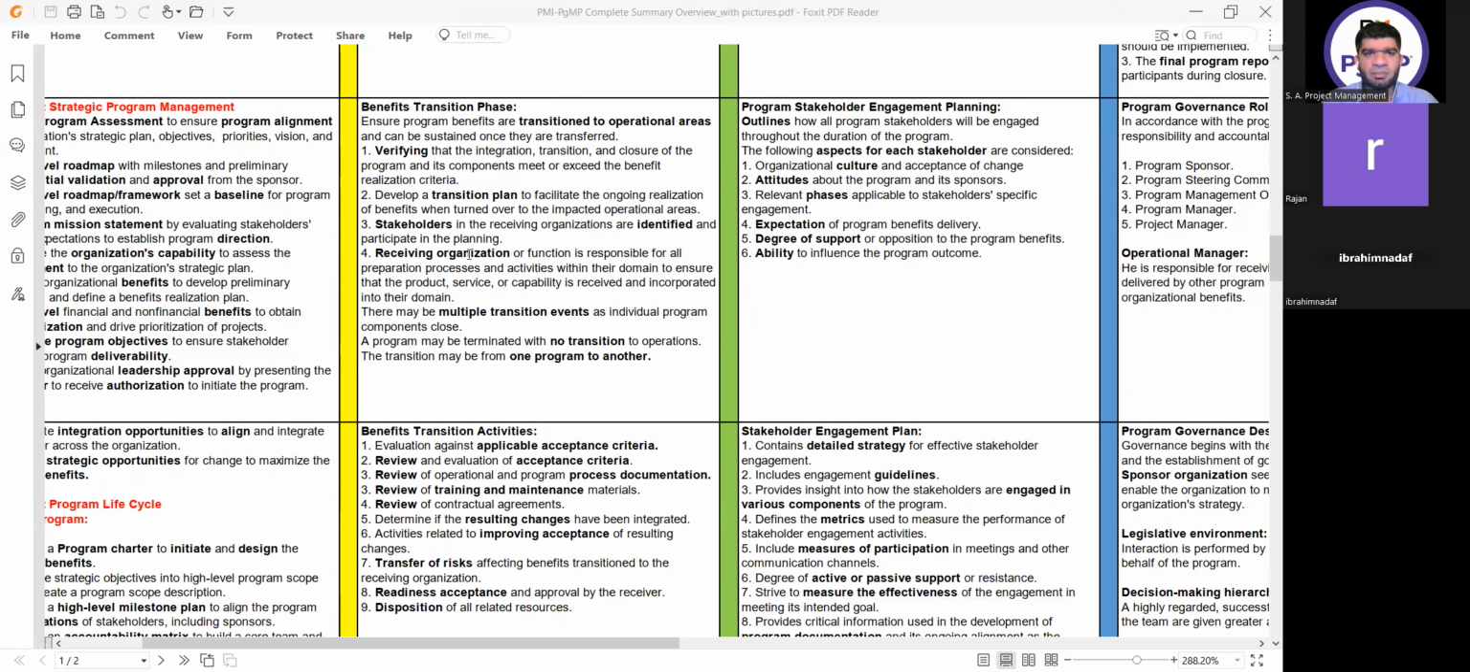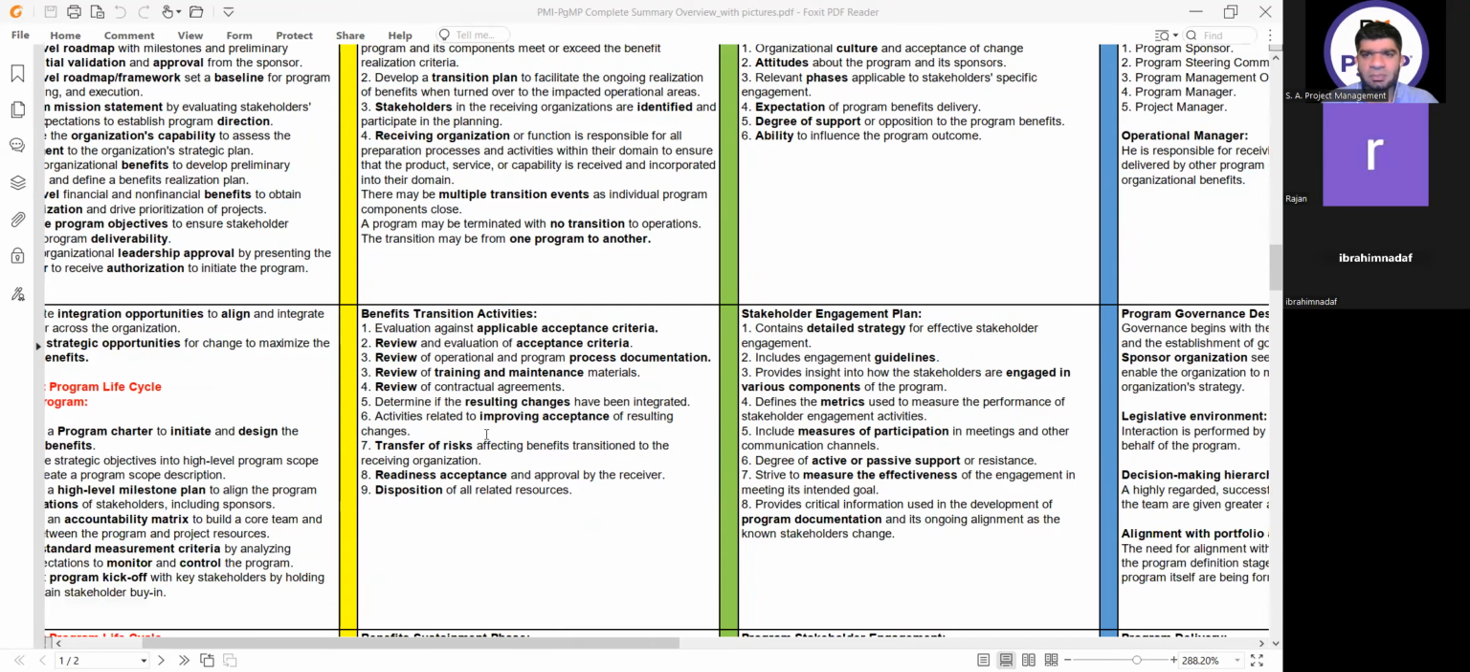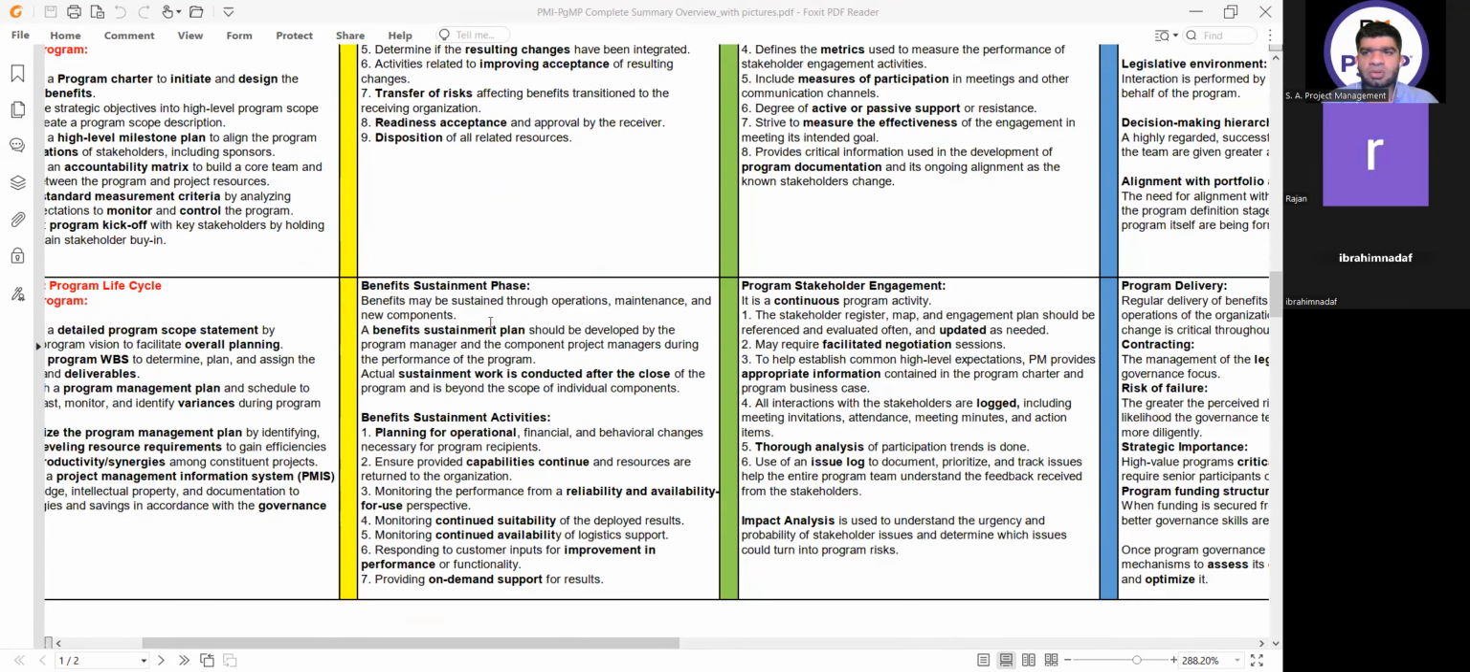And then we have benefit transition activities. It's very simple, nothing to worry about. Most important is the benefit sustainment phase. Benefits may be sustained through operations, maintenance, and new components. It's the only activity which will be continued even after the program has been closed.